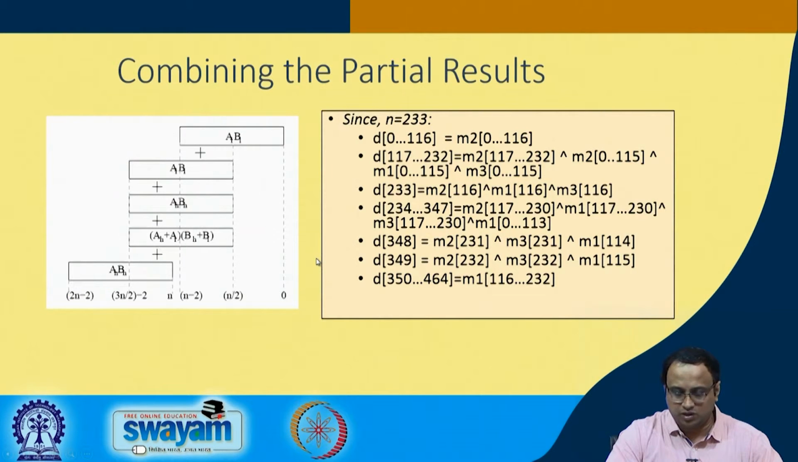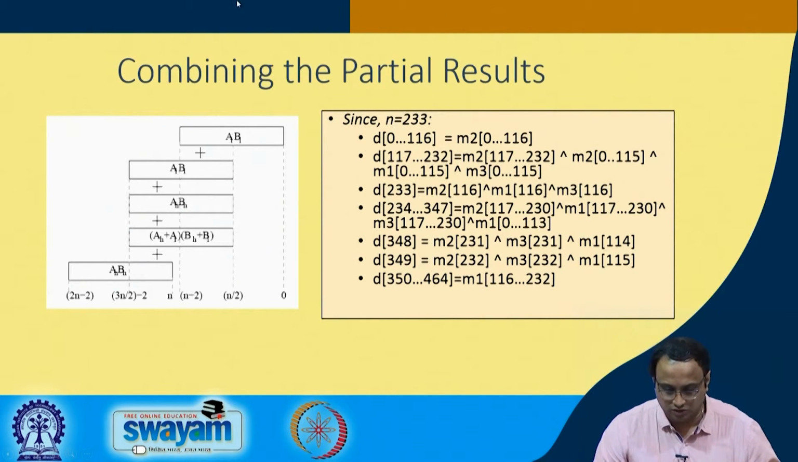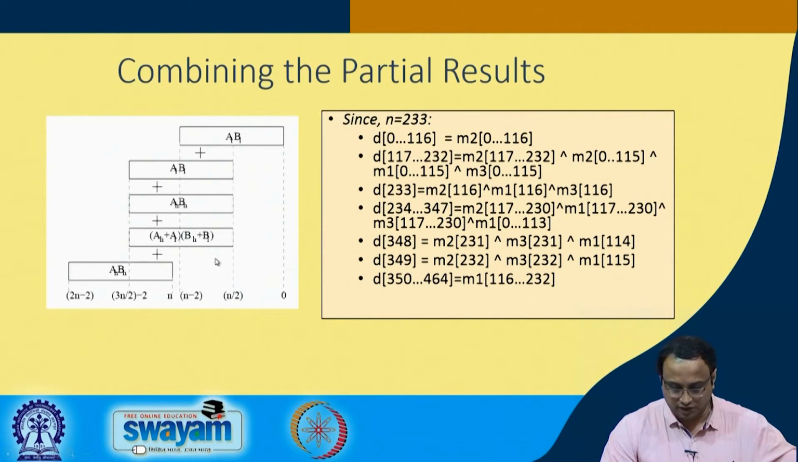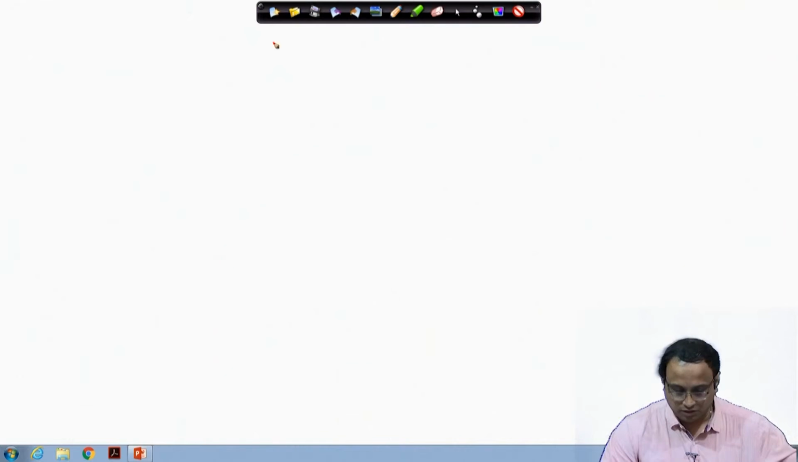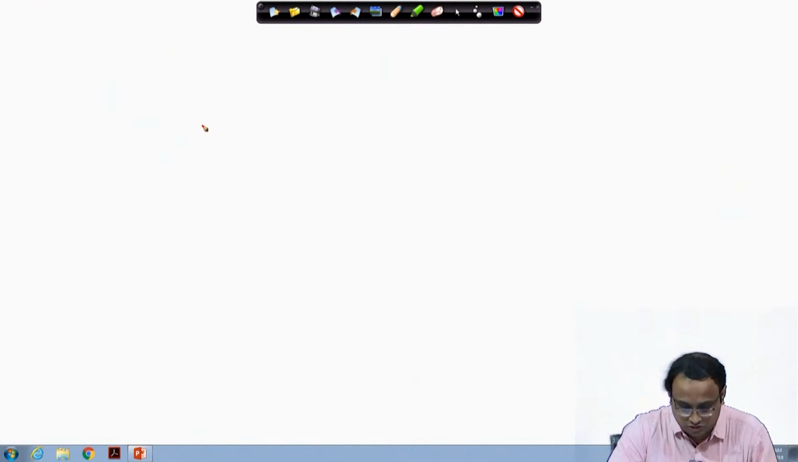Now let us see how we can do this operation, that means how we can actually do this 233-bit Karatsuba operation. Let us just focus on how we can combine the different components. For this, we can see how the operation is done, and let us try to see how we can do this operation.